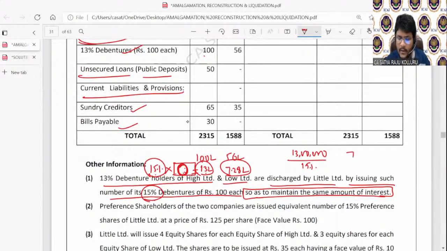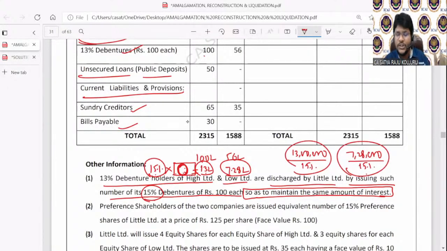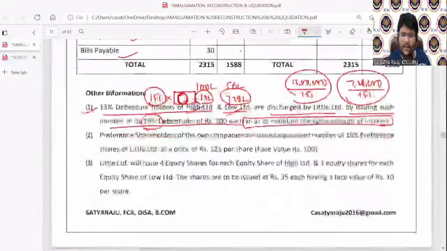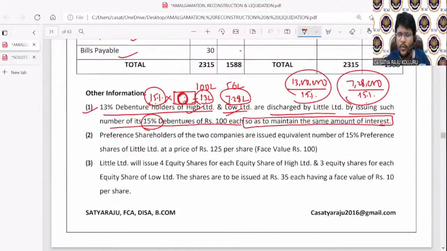Here, 7,28,000 divided by 15%. This is the worth of debentures I need to issue. To whom? Both the debenture holders of High Limited and Low Limited. Or I can treat this as the agreed value of the debentures. Do you agree, all of you? This is point number 1. Next, coming to point number 2. But one thing is sure, the amount payable to the debenture holders of the selling company does not form part of PC.